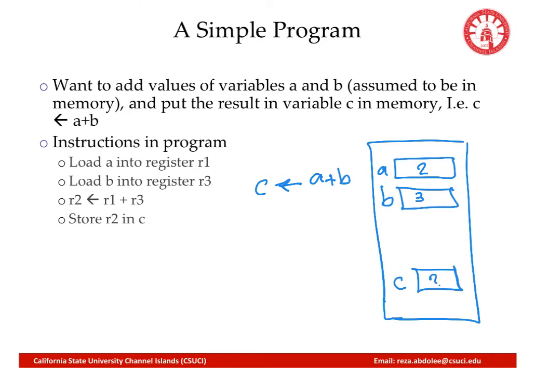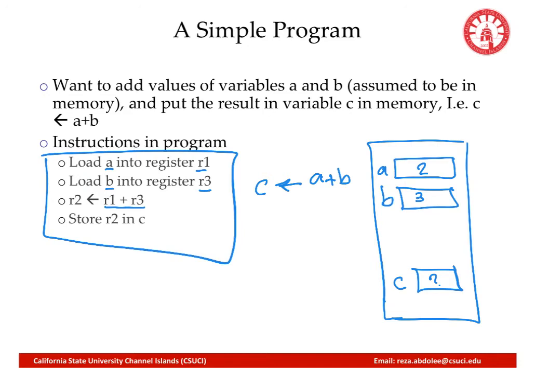The program that we write to do this consists of instructions. The first instruction is the load instruction. Basically, you load the value of variable A into register R1. The next one is that you load the value of B into register R3. And after you load those values, you are able to add them together. Then you add these two values and store the result in register R2 within the CPU.